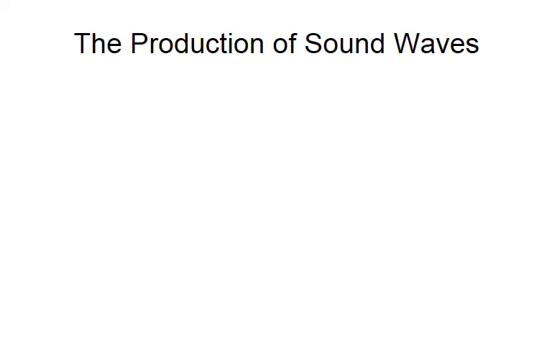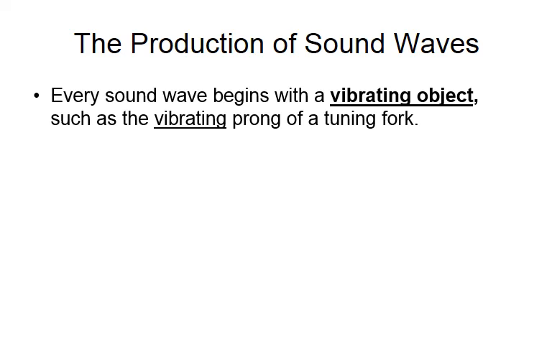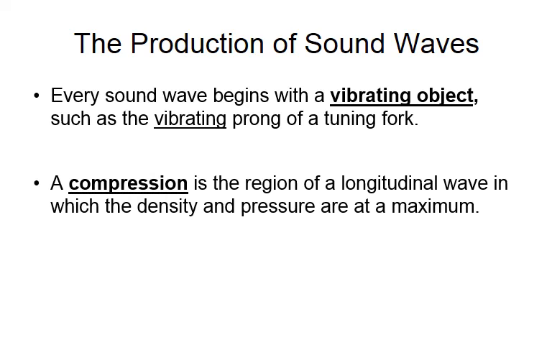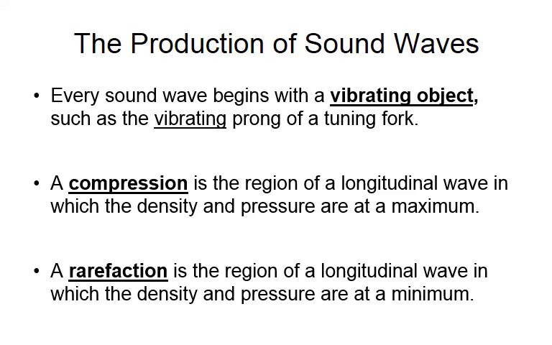Now, in terms of production of sound waves, every sound wave begins with a vibrating object. So waves in general are created with vibrating objects, right? So the vibrating tuning fork going back and forth produces the sound waves. Again, the compression is the region where the density and pressure are at a maximum. That's where the molecules are all compressed together. And then a rarefaction is where the density and pressure are minimum. That's where the air molecules are more spread out.